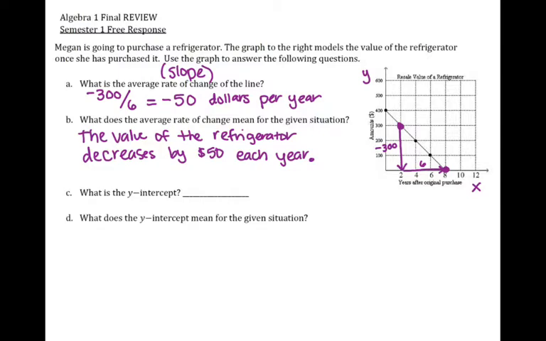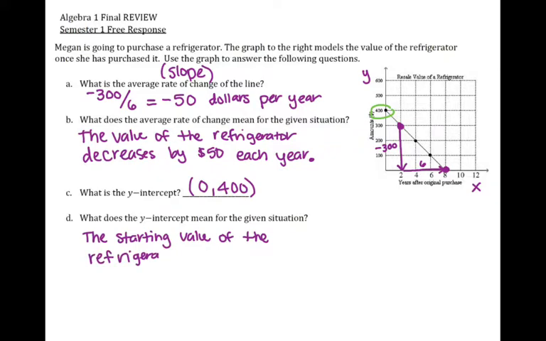Your y-intercept is where your graph crosses the y-axis, so that is at 400. So (0, 400). Make sure you write it as an ordered pair. And what does the y-intercept mean for the given situation? That means the starting value of the refrigerator is $400. So your y-intercept always represents an initial value, a starting value of some sort. In this case, we're talking about the refrigerator.